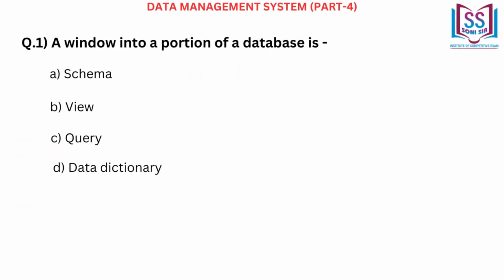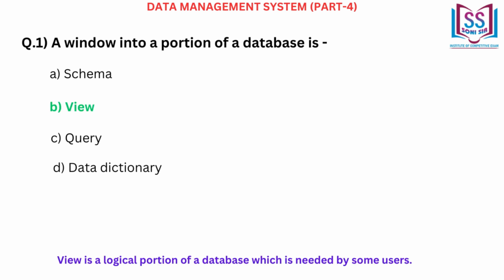A window into a portion of a database is: A. Schema, B. View, C. Query, D. Data dictionary. Correct answer B. View. View is a logical portion of a database which is needed by some users.